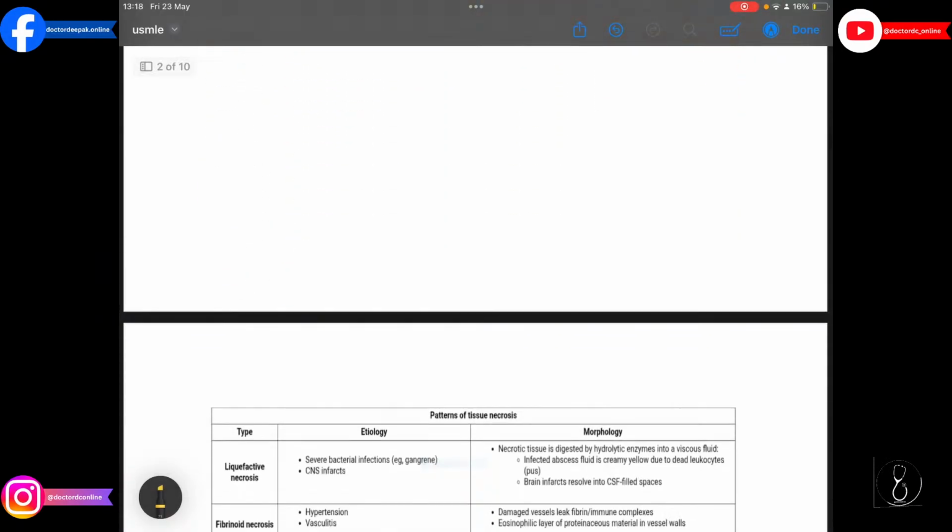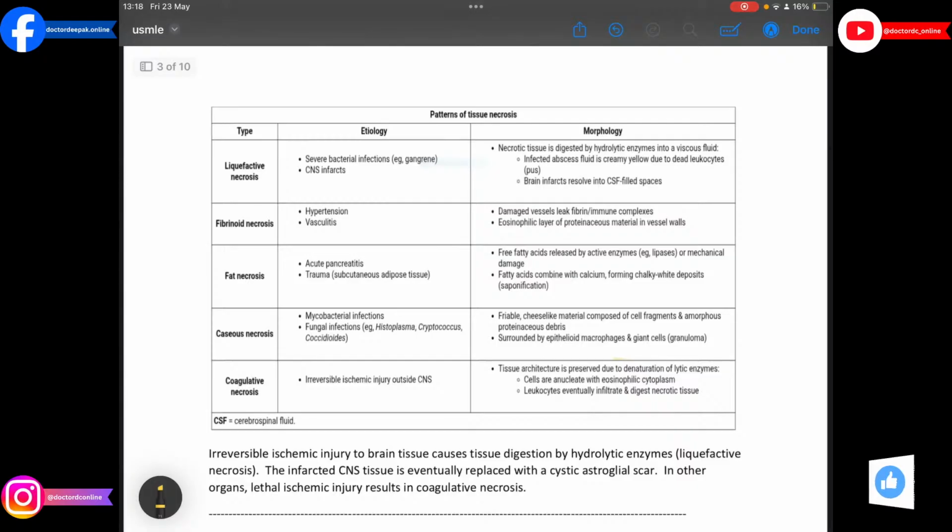If we talk about the different types of necrosis: liquefactive necrosis, coagulative necrosis, caseous necrosis, fat necrosis, and fibrinoid necrosis. If an ischemic injury happens outside the central nervous system, then most probably it is coagulative necrosis. If ischemia or infection happens in the central nervous system, then it will be liquefactive necrosis. But fibrinoid necrosis is mostly due to hypertension and vascular damage that leads to fibrin and immune complexes, with an eosinophilic proteinaceous material in the vessel walls.